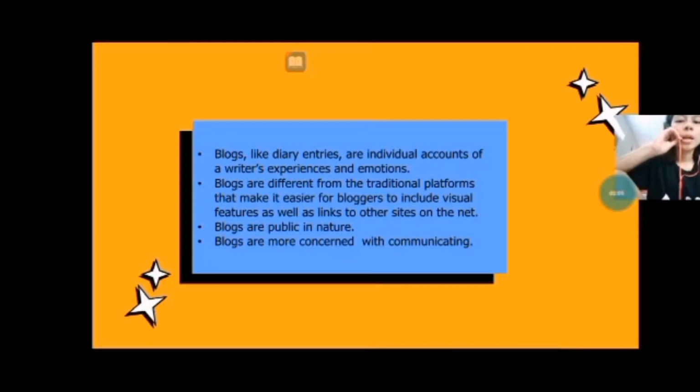Karamihan sa blog ay ginagamit ito para gawing online diaries. Ang importante sa blog is ang palaging active. Usually ang blog is magamit og computers or internet.